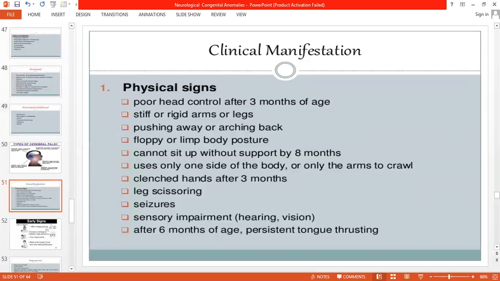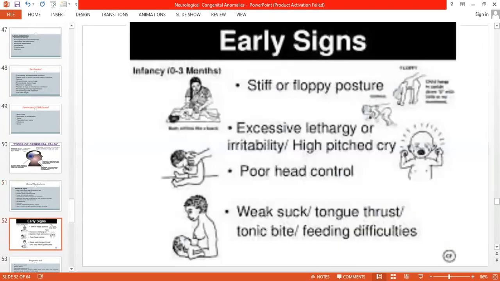Cannot sit up without support by 8 months. Uses only one side of the body or only the arms to crawl, clench hands after 3 months. Legs scissoring, seizure, sensory impairment or hearing, vision impairment, etc. After 6 months of age, persistent tongue thrusting.